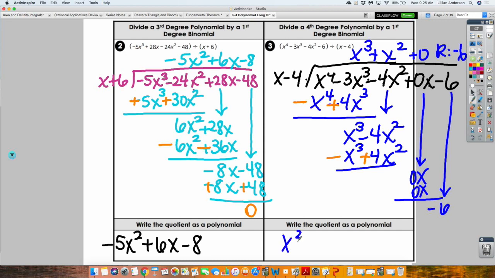I've got to write it as a polynomial. That's x to the 3rd plus x squared. Do I really need to write that plus 0? I don't. Then I need to do my remainder over my divisor. So that's going to be minus 6 over x minus 4. And that's my answer.